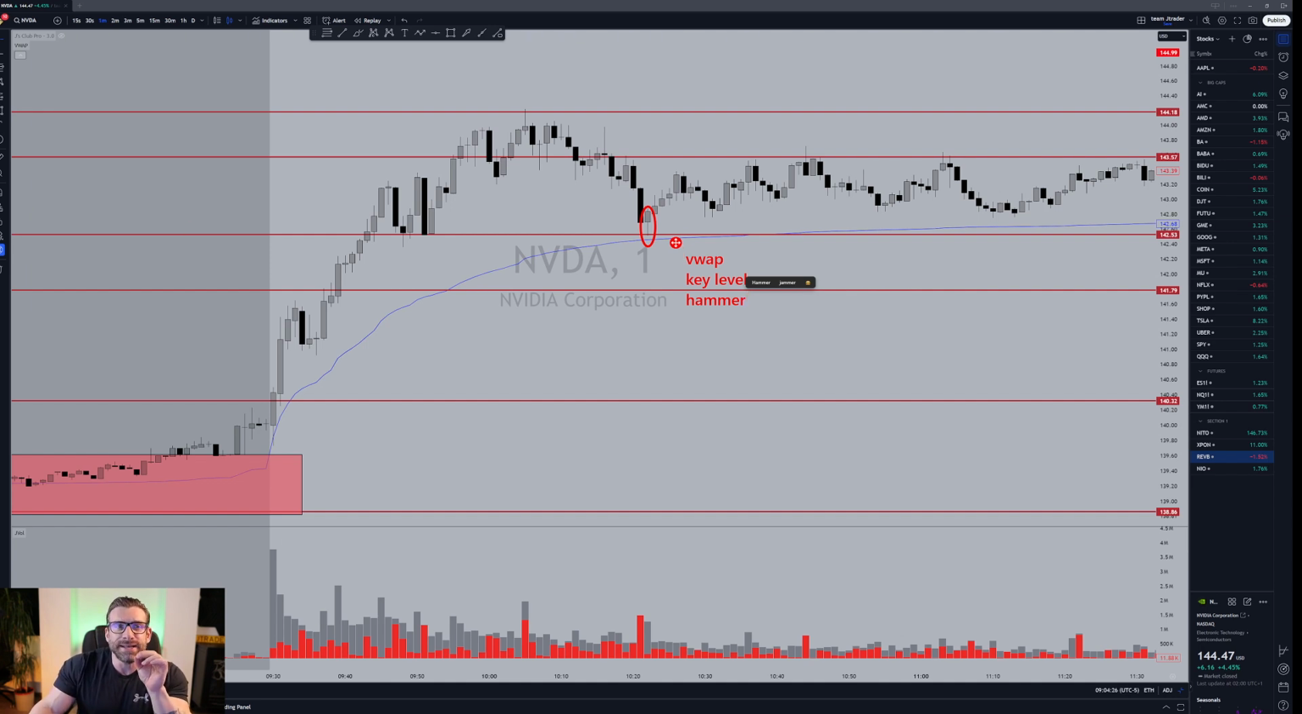What is that thing that you always need? Volume. On that bar, we start seeing an increase of volume. First we have two red bars, or in this case black bars, and you can see the red pressure, right? But then we have a big buying pressure, volume coming in, VWAP over here, key level, hammer. Okay, let me take the long.